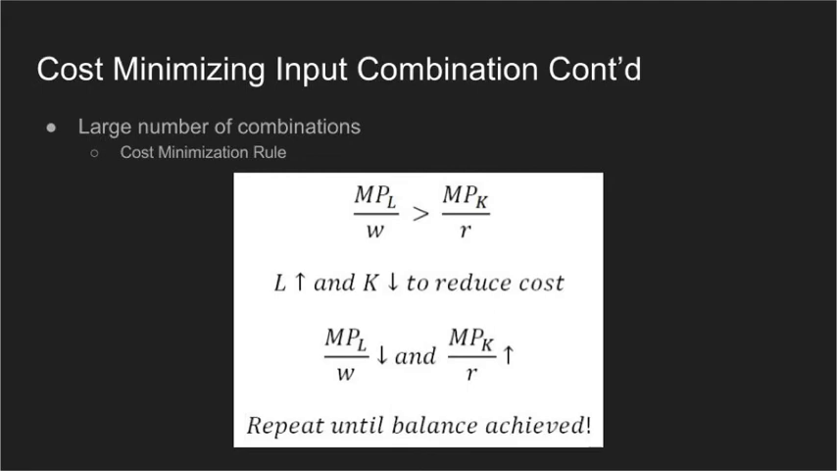When the inputs are labor and capital, this amounts to equating the marginal product of labor per dollar spent on wages to the marginal product of capital per dollar spent to rent capital.